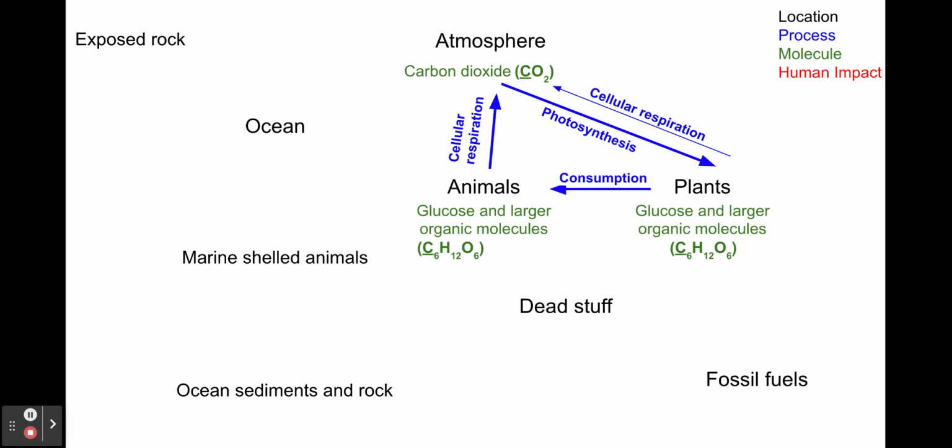All right, we have a nice little loop that's already happening. The thing is, animals and plants frequently die. So we're going to draw an arrow from animals and from plants pointing to dead stuff, and we'll just label it death.